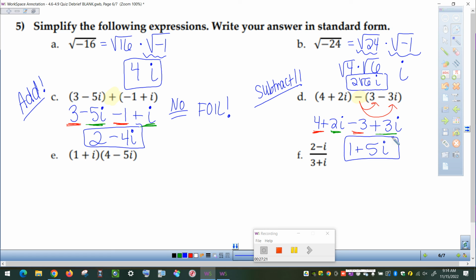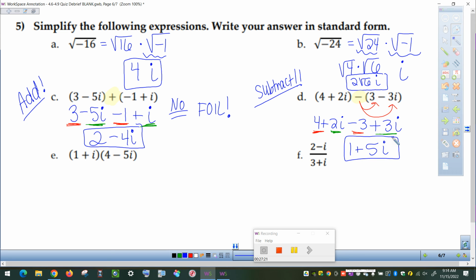So I think that adding and subtracting are easier operations than the multiplying and dividing. So we don't want to do any more work than we need to. So again, we're not using FOIL, we're not multiplying those out. On part C and D, we're just adding and subtracting.